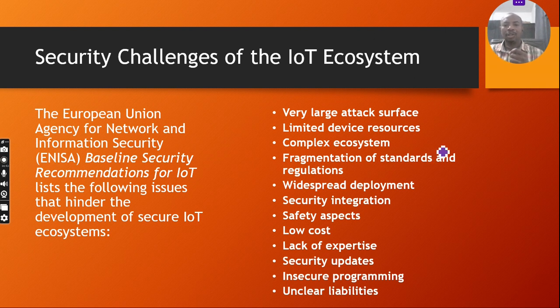Fragmentation of standards and regulations. Okay, the ability to regulate the standards, and the fragmentation of them into different sections, is increasingly becoming an issue for the security of Internet of Things. The widespread deployment, then security integrations and the safety aspects, all of these are becoming issues for the development of a secured Internet of Things ecosystem. Low cost, lack of expertise to use all these things properly, and then security updates, not updating all the security features as and when due, insecure programming and unclear liability. All these things are increasingly giving way to an insecure Internet of Things ecosystem.